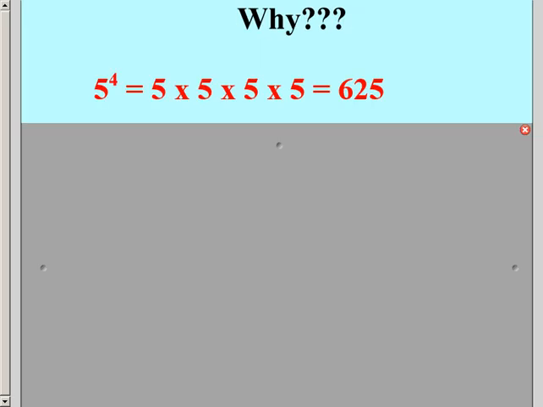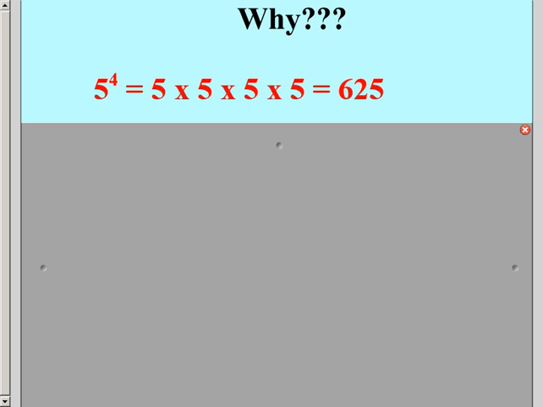Any number to the 0 power equals 1. And I bet you're thinking, how in the world can that be possible that any number to the 0 power is equal to 1? Well, let's think about this for a minute. I'm going to start with the example of 5 to the 4th power. We know that that means 5 times 5 times 5 times 5, which if we worked it out means 625.